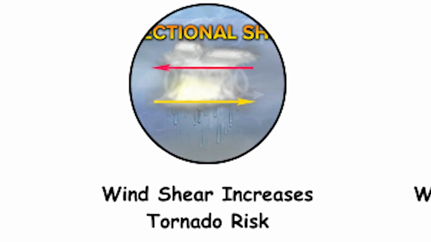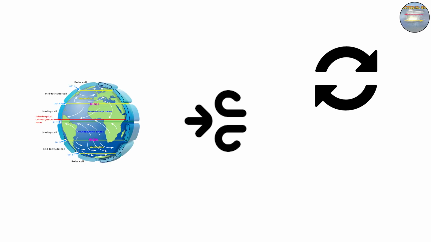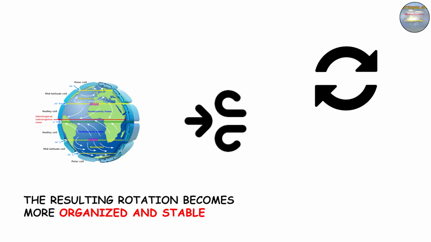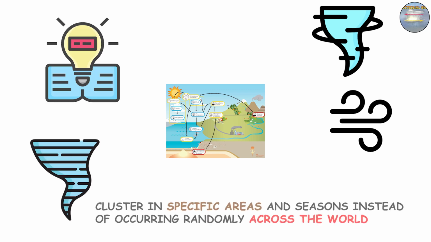Directional wind shear increases tornado risk. Directional wind shear plays a critical role in strengthening rotation. When winds near the ground blow from one direction and winds higher up blow from another, the resulting rotation becomes more organized and stable. This allows storms to maintain rotation for longer periods of time. Regions where warm surface winds meet strong upper-level winds are especially prone to tornadoes. This directional setup explains why tornadoes cluster in specific areas and seasons instead of occurring randomly across the world.